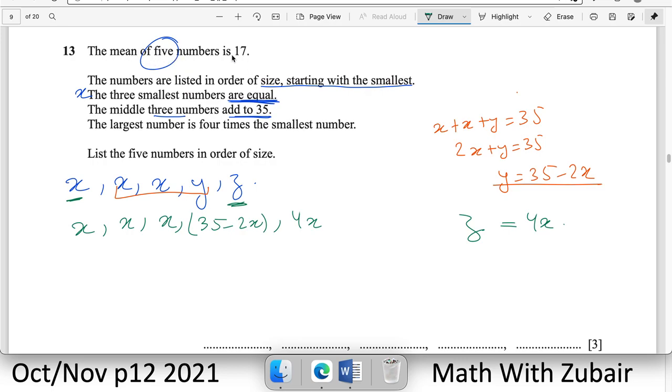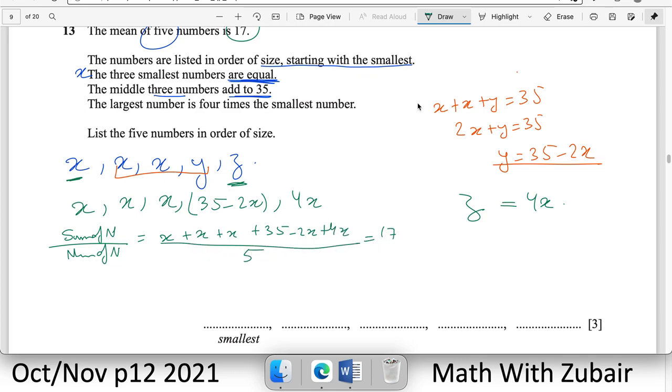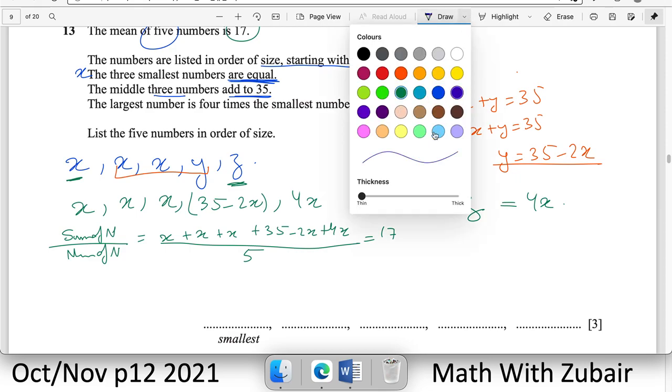Now the mean of 5 numbers is 17. We know that mean is the sum of numbers over the number of numbers. So the sum of numbers is all these added: x plus x plus x plus 35 minus 2x plus 4x, over the number of numbers, which is 5, and it is equal to 17. Simplify it to get x.